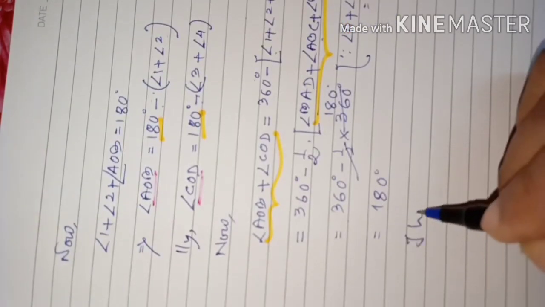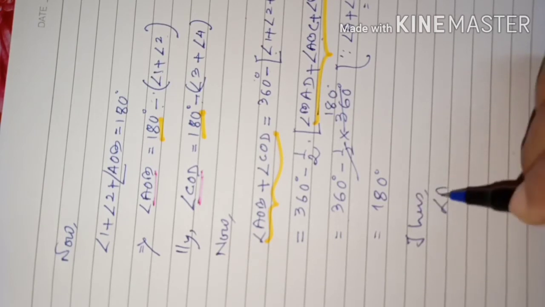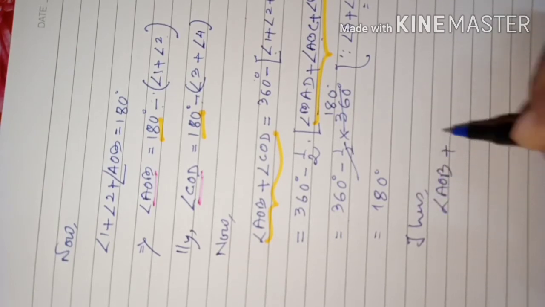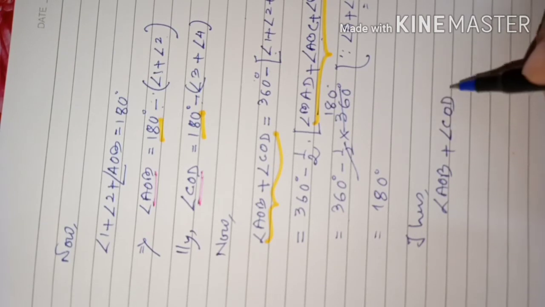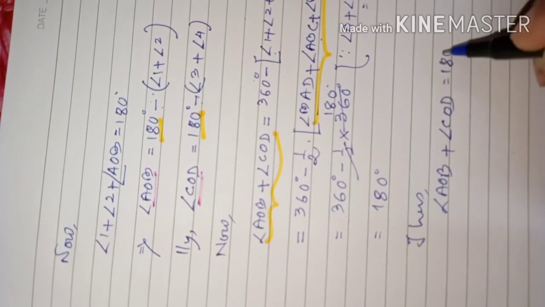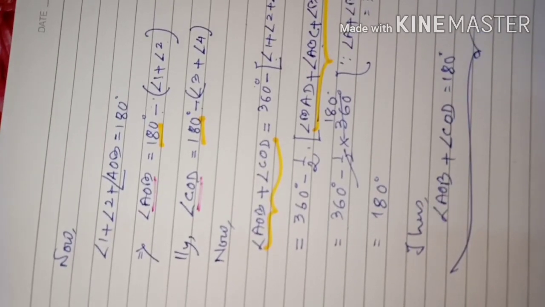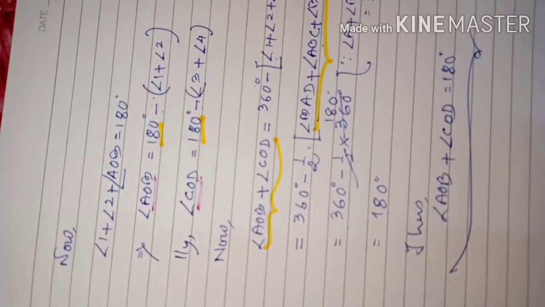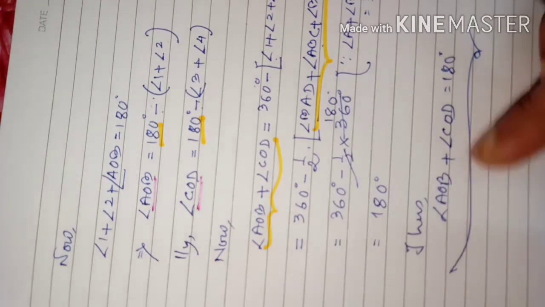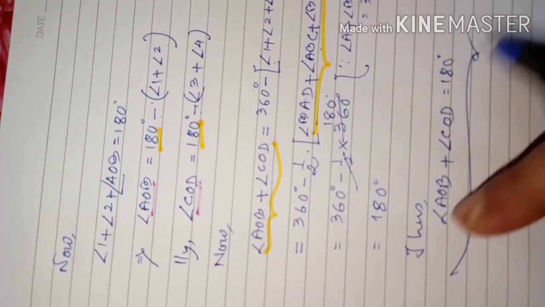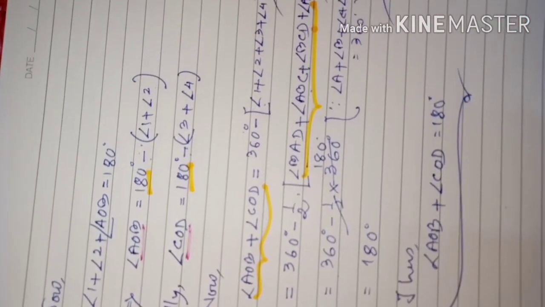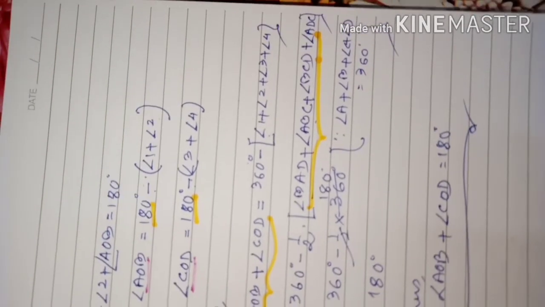Thus angle AOB plus angle COD is equal to 180 degrees. That is, the sum of the two angles subtended by the two opposite sides of a quadrilateral at the center is 180 degrees. They are supplementary angles. So this is the end of this exercise.